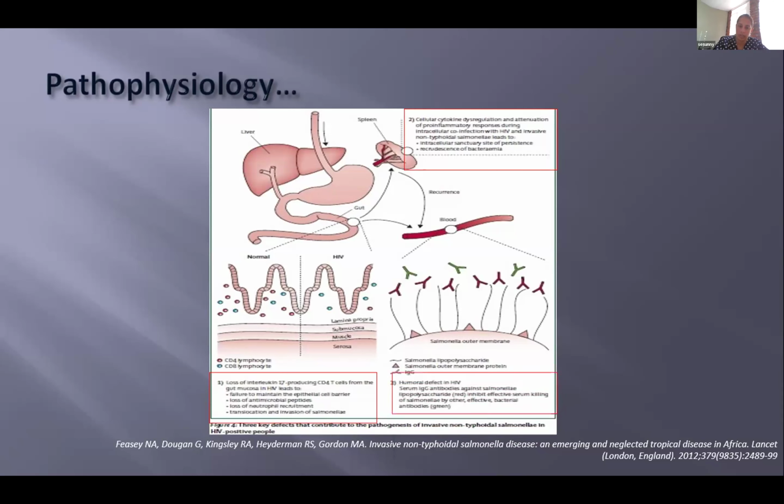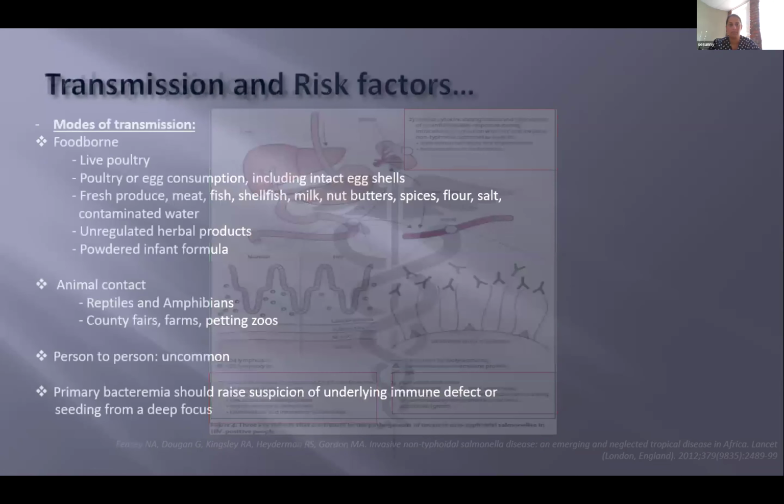And the last thing is you also have a humoral defect in HIV where you don't have effective antibody production, which is also needed to effectively eradicate NTS.